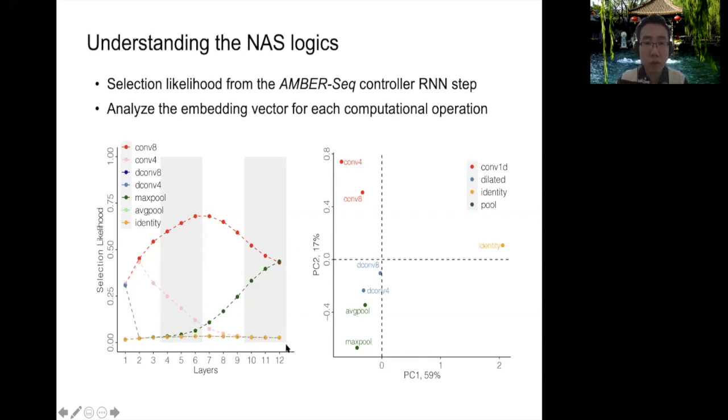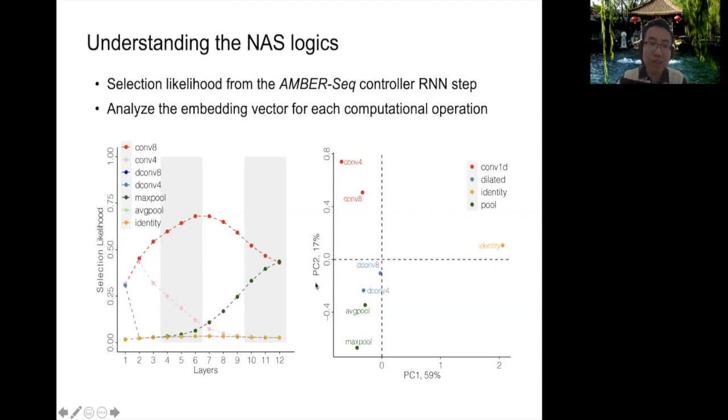As a complementary analysis, we can also look at the embedding vectors that are learned during this search process for different computational operations. By applying PCA on these embedding vectors, some interesting patterns start to emerge. First, we see that PC1 separates identity from all the rest of the computational operations. This is in line with our understanding, because remember that identity does not involve any computation at all, versus the rest of the operations, which do something.